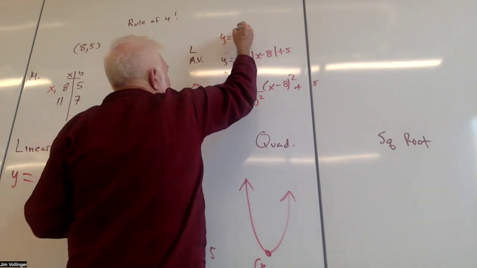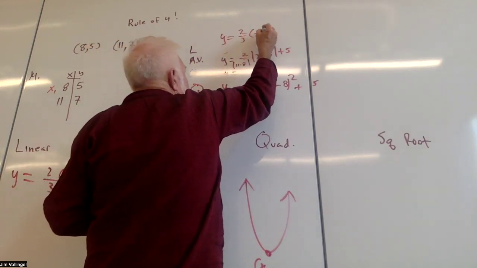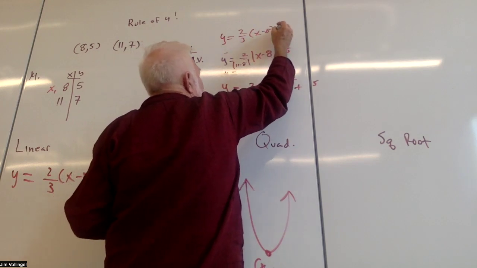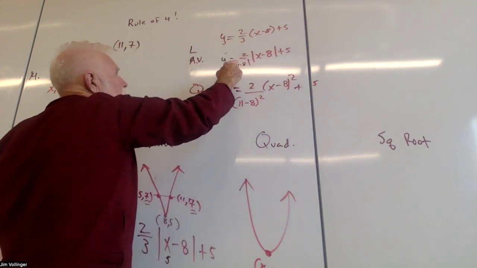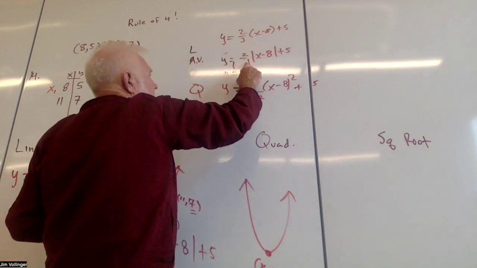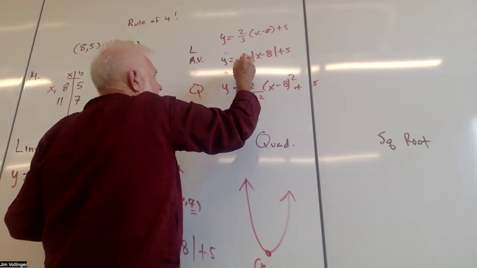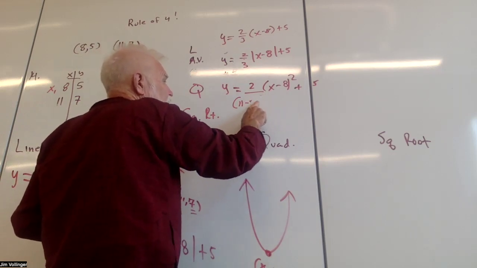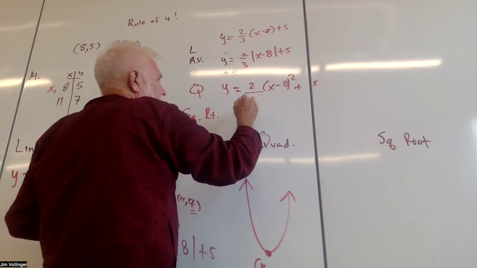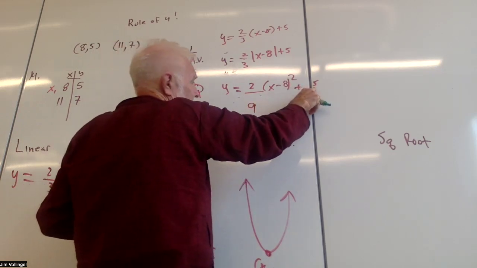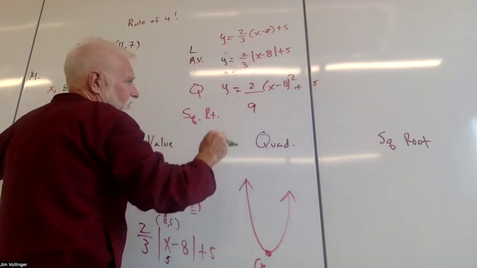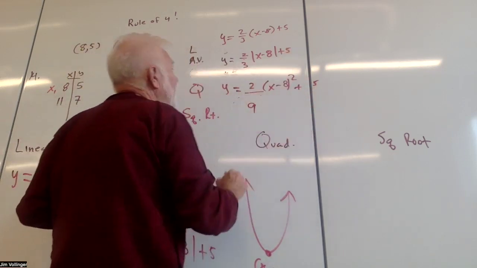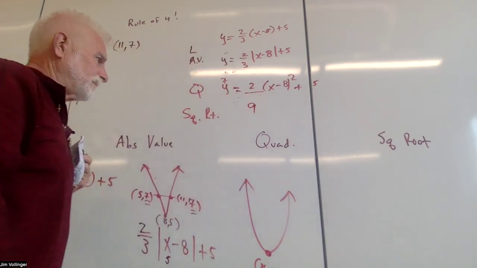So let's see if I can move this linear. 2/3, x minus 8 plus 5. That's the linear. That's 3. Square root of 11 minus 8 is a 3. 11 minus 8 squared is 9. 9 units of change. And 9 units of change plus 5 does not bring me to 7. So I don't want that 9 units of change. I want 2 plus 5 because that brings me to my y value of 7.